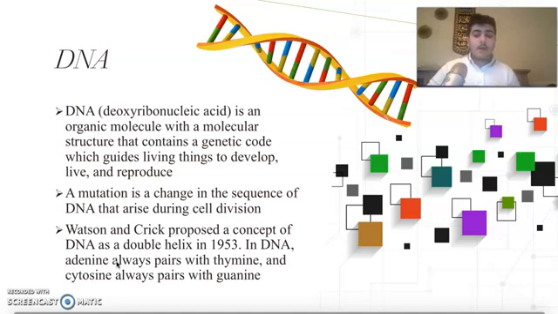DNA is made up of molecules called nucleotides. Nucleotides pair together in a specific way called the base pairing rule. Watson and Crick proposed a concept of DNA as a double helix in 1953. In DNA, adenine always pairs with thymine, and cytosine always pairs with guanine. These nucleotide bases are paired through hydrogen bonds and are linked to the sugar phosphate chains that comprise the double helix's 2 backbone strands.